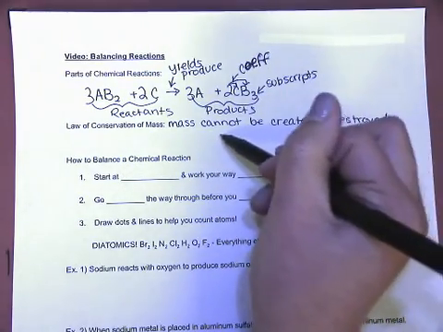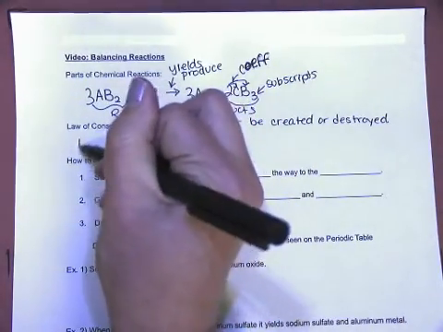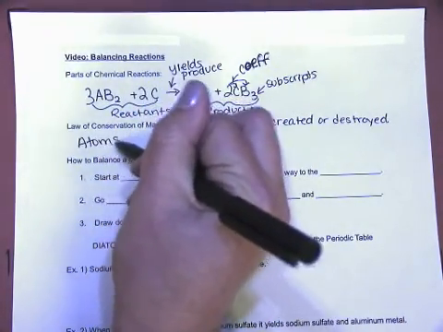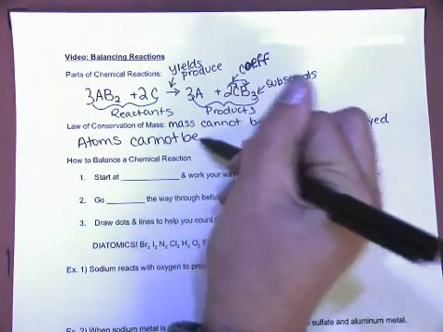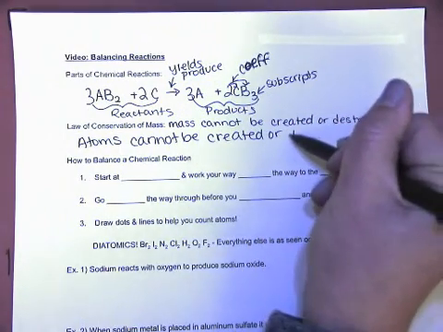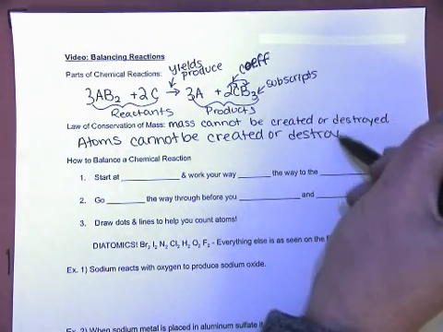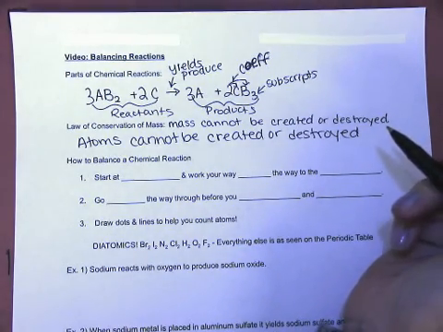states that mass or matter cannot be created or destroyed. This also applies to atoms. Atoms cannot be created or destroyed. We can't just make them disappear. They have to go somewhere, and we have to keep them accountable.